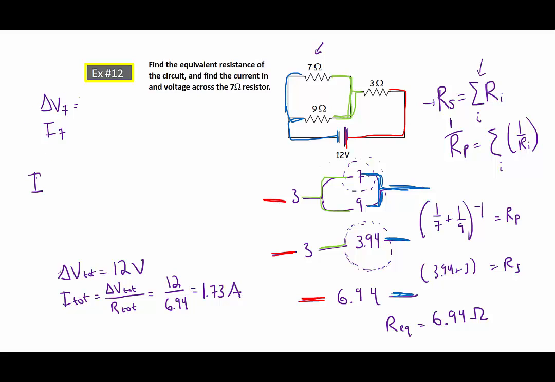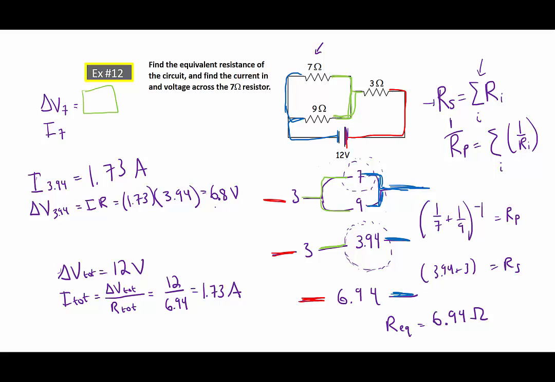So to find that voltage across the 7, I need to know what that drop is going to be. To find that voltage drop, I'm going to look at all the current flowing through, and I've got 1.73 amps that has to go through that 3.94 ohms of resistance. To find the voltage, that blue to green voltage drop across my 3.94, I can use Ohm's law, and that's equal to 1.73 times 3.94. And so what we're going to get is a total of 6.8 volts.